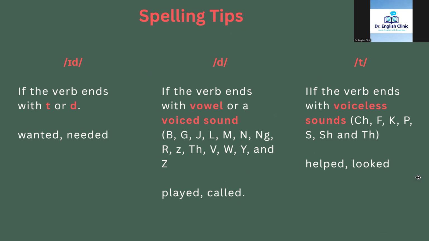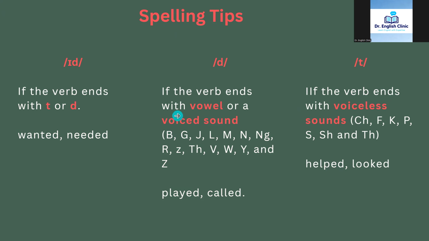We pronounce the ed in three different ways. Sorry, the heading said spelling, but this is pronunciation, so it should be pronunciation tips. So we pronounce it as id, sometimes you pronounce it d, and sometimes you pronounce it t. Now, if the verb ends with t or d, we pronounce it as id, like want, wanted, need, needed, okay?